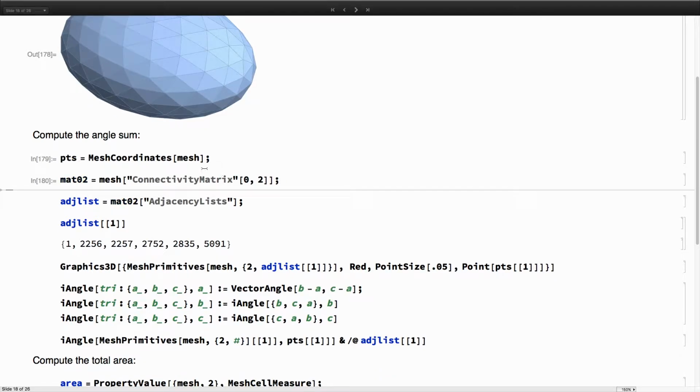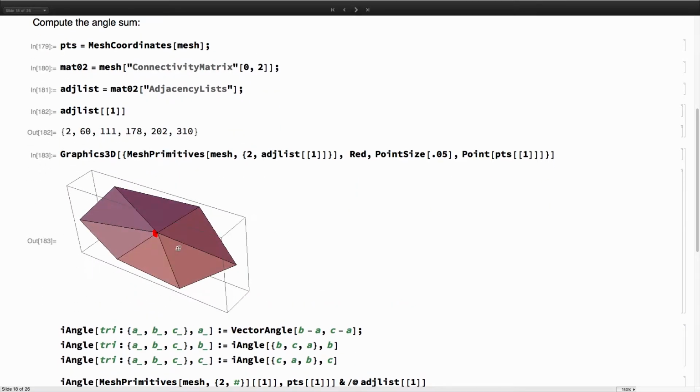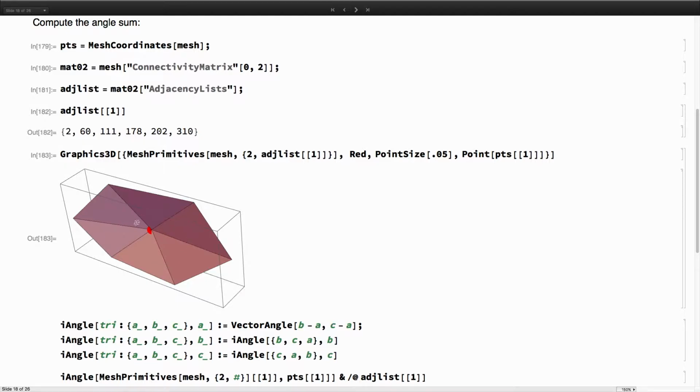First, for each point we need to find the neighborhood polygons. This is undocumented, but you can use it on the mesh: you can find the connectivity matrix. 0,2 means point and then polygon. For example, here you see point index 1 has polygons 1, 2, 3, 4, 5, 6. These are polygon indices. So this is how it looks. This is point 1, and you have 6 polygons around it.